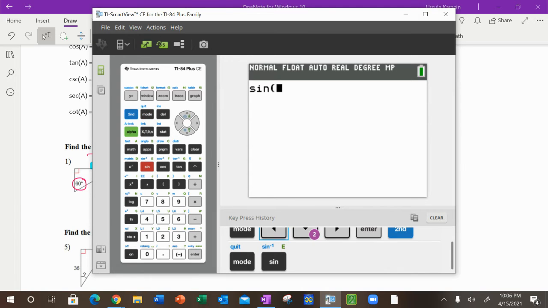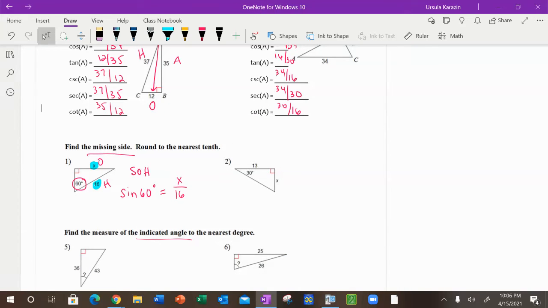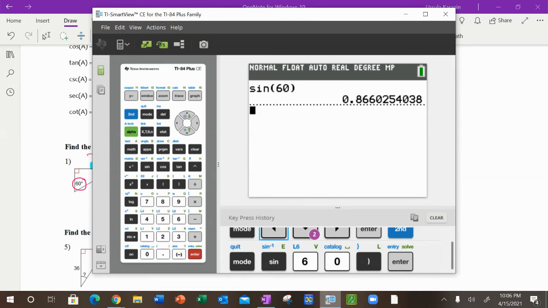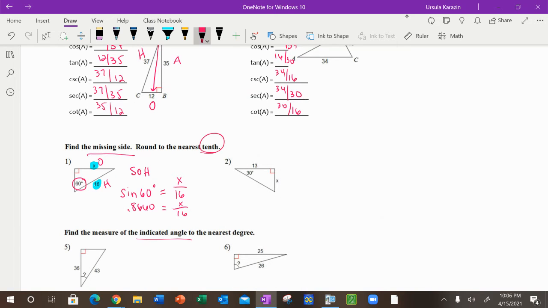So I need sine, I need 60 degrees, and I hit enter, and it's 0.8660. Okay, so I put that here because that's what sine of 60 degrees is. And it's x over 16. And then I need to multiply that by 16. So times 16, 13.9. It says round to the nearest tenth, guys. Some of you aren't always rounding to the indicated unit. So make sure you are, okay? And it's not really equals, it's approximately.